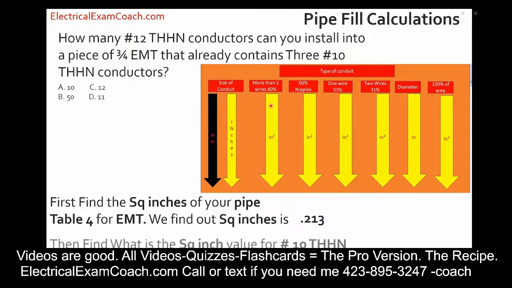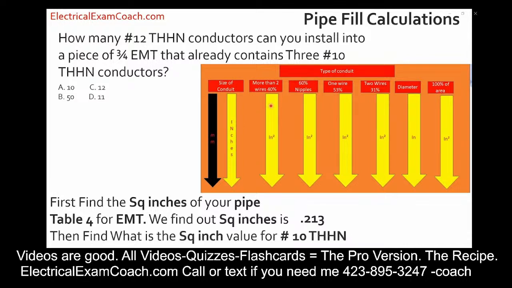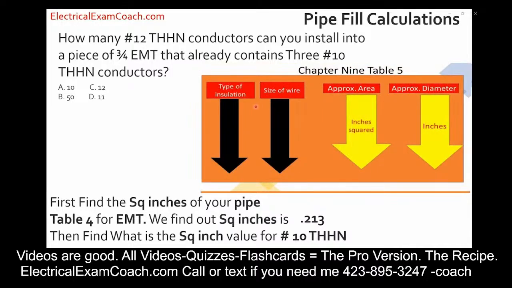Now we need to find what we already have, which is the number 10s. We're going to head over to Chapter 9, Table 5, and when we get there, we're going to start on the left-hand side and find our type of insulation. We're going to cross over and we're going to find our size of wire. Then once we find that, we're going to cross over to the approximate area. And each individual number 10 is 0.0211 square inches.